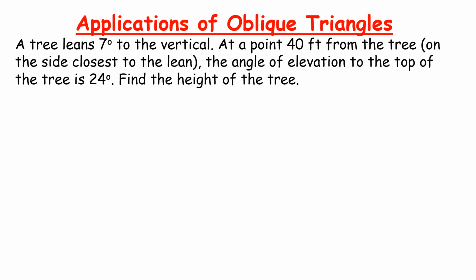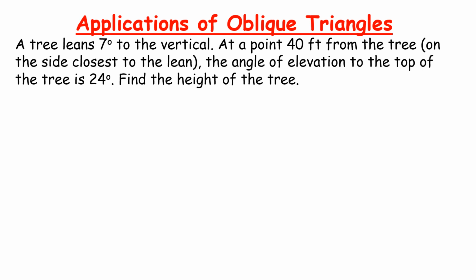A tree leans 7 degrees to the vertical. Okay, we'll think on that for a second. At a point 40 feet from the tree, on the side closest to the lean, the angle of elevation to the top of the tree is 24 degrees. Find the height of the tree. We kind of got a lot of stuff we have to process here.